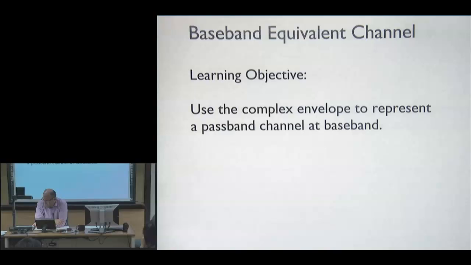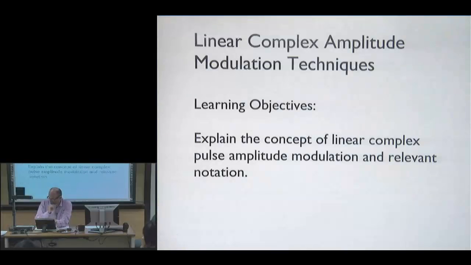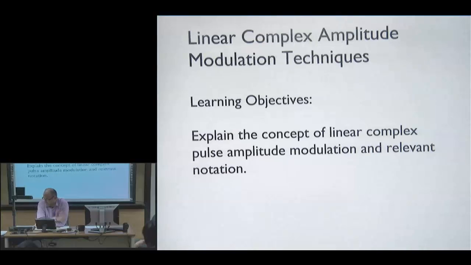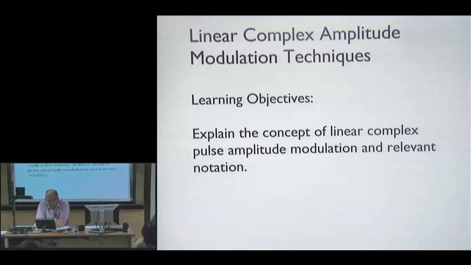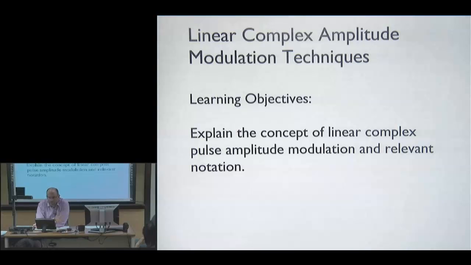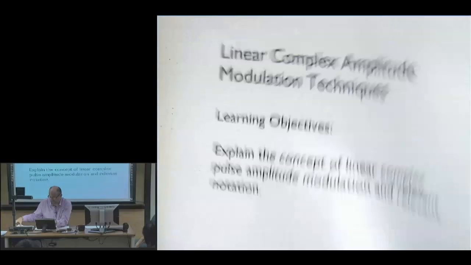You should be able to derive this passband channel and the baseband equivalent and the discrete time equivalent after this lecture. The second topic, and these other topics we'll cover more quickly, is more about definitions. This is linear complex pulse amplitude modulation, the kind of digital communication signal we're going to consider in the class. We're going to go through the definition of it and talk about the parameters, the pulse shape, the symbol period, and essentially introduce notation. That's not too exciting.